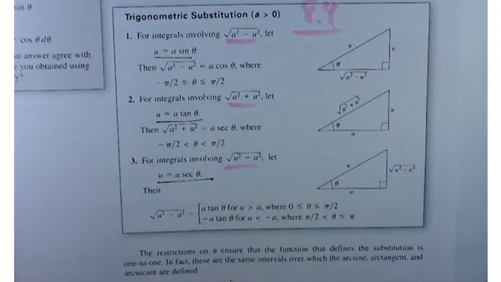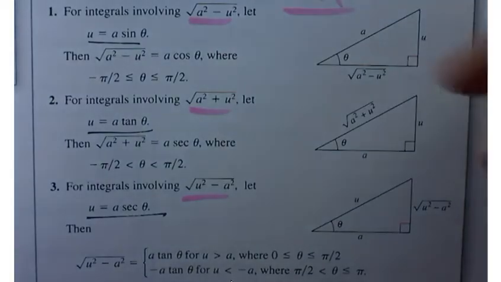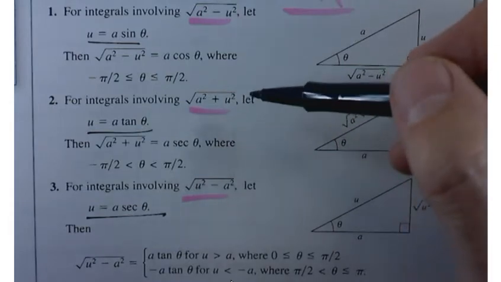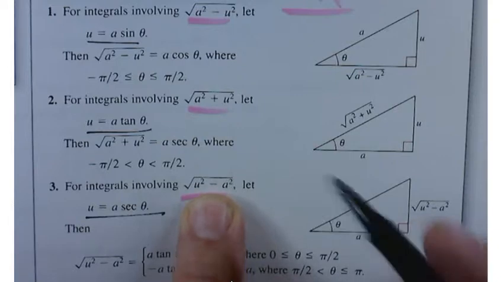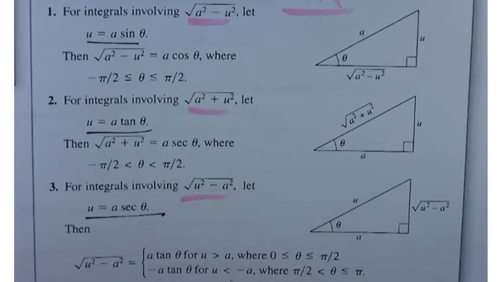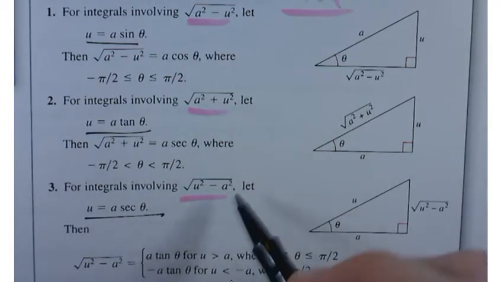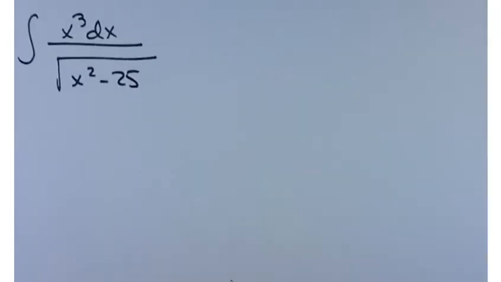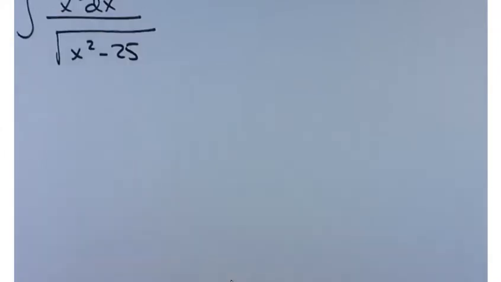So it's definitely not number 2, right? Because you don't have a plus here. The difference in this one is the order of the variable and the constant. So yeah, we want to pick number 3. We're going to have a secant problem. Instead of a u, we've got an x. And instead of an a, what are we going to have? 5. Because 5 squared gives me this. So our substitution is going to be x equals 5 secant of theta.